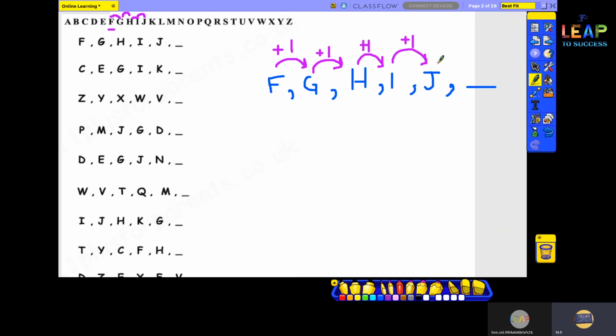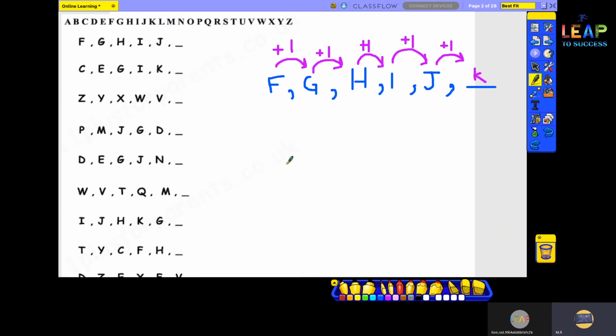Because they all are +1, therefore for a missing letter, you would have the same pattern, which follows +1. So from J, you +1 and it lands on K. Therefore, our missing letter is K in this case. All right, let's have a look at another example.